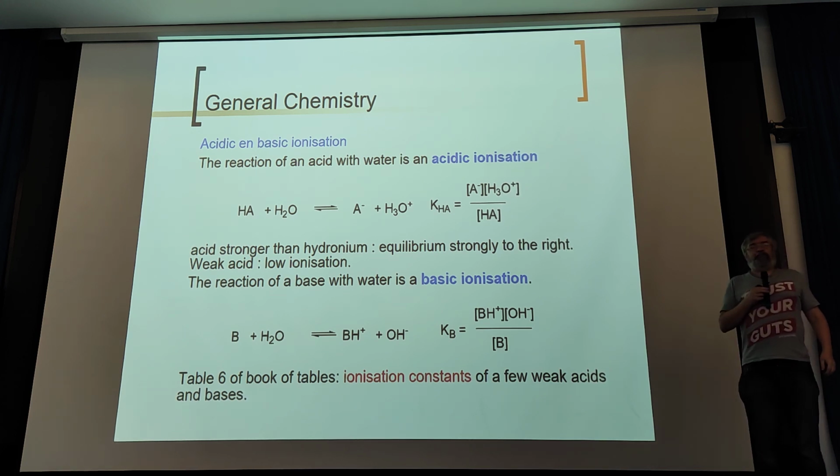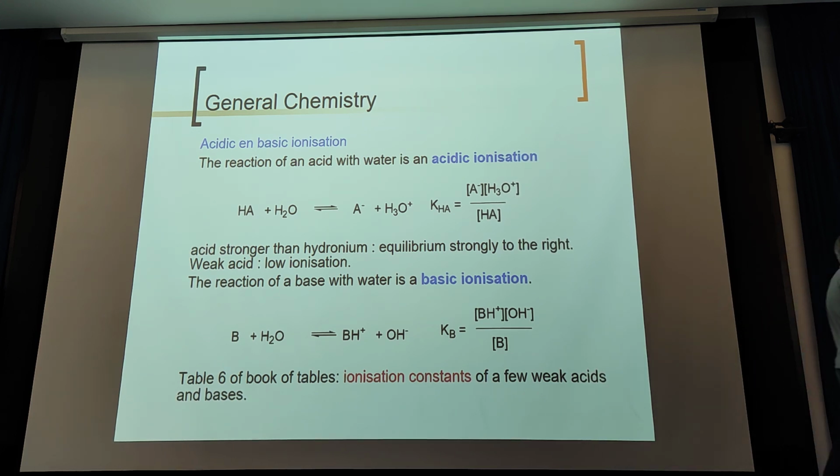We have some tables in the same book of tables about the basicity and the acidity of certain substances, the ones that we need for this course. And we have the ionization constants, K_HA or K_B, and we also have their negative logarithms in some cases.